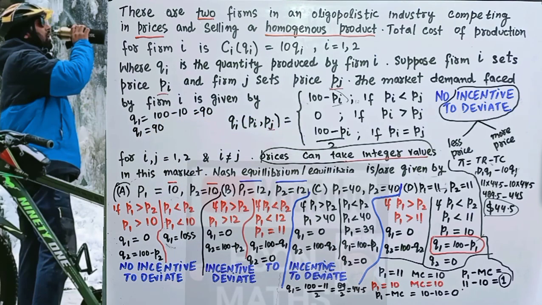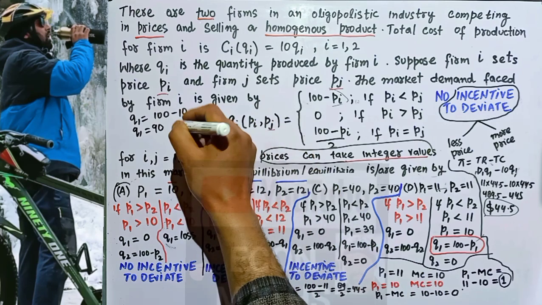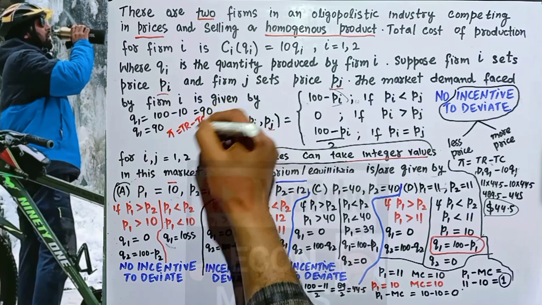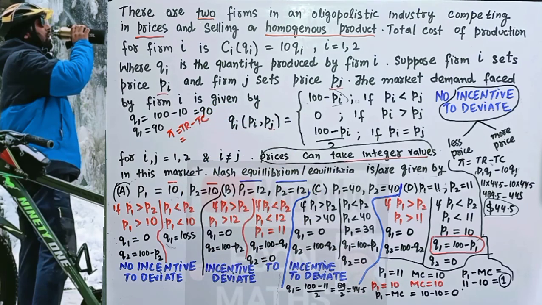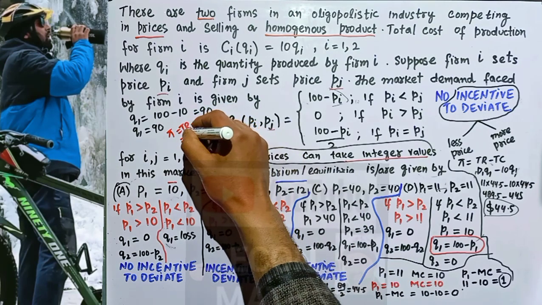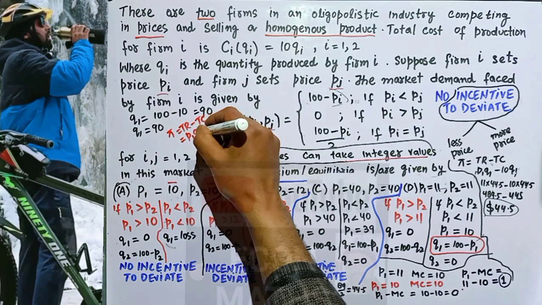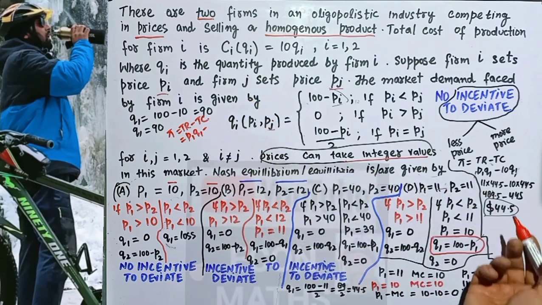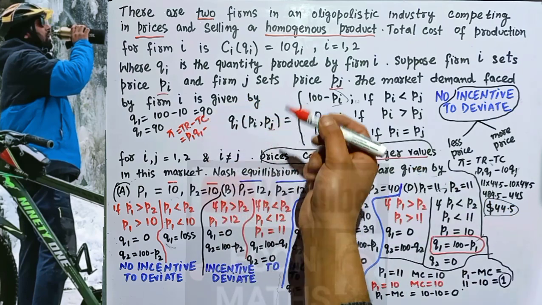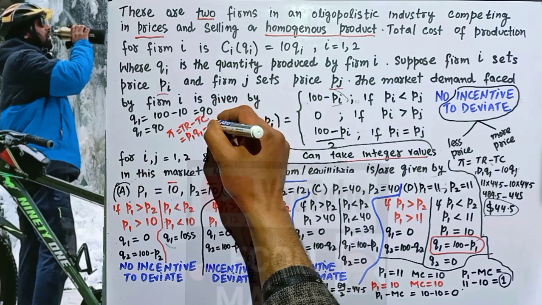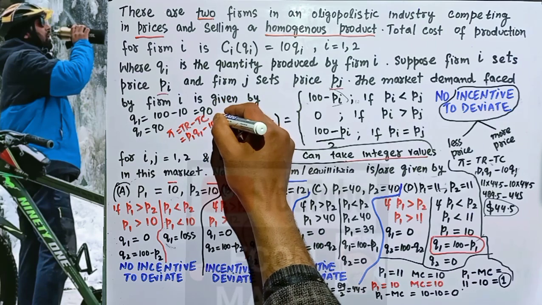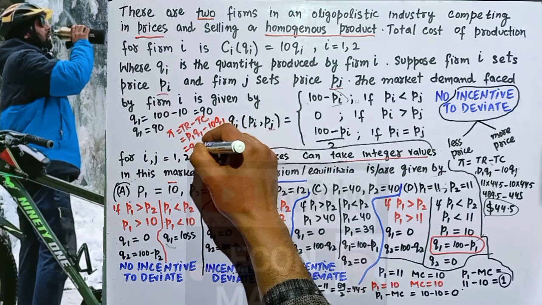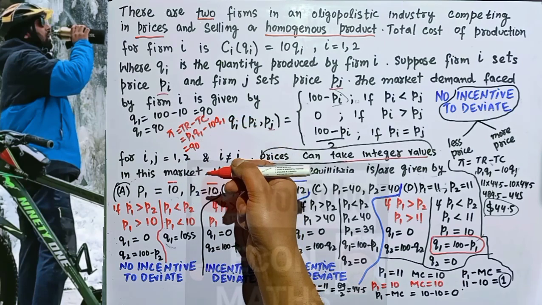But what is the profit here? As I told you, profit is simply equal to total revenue minus total cost. So what is the total revenue? That is P1 into Q1 minus total cost, which is 10 times Q1. So we got Q1 equal to 90. Here you can see we have 90 into Q1.